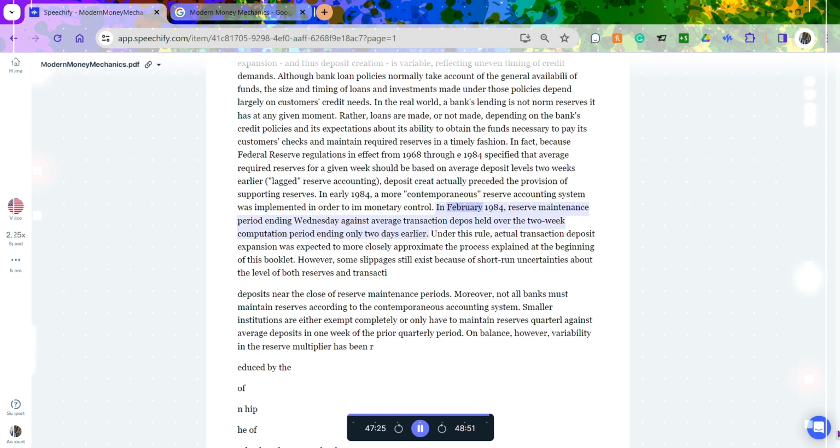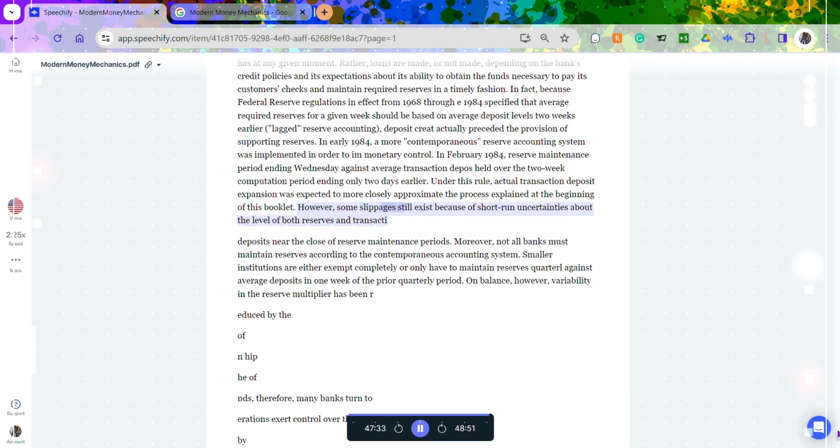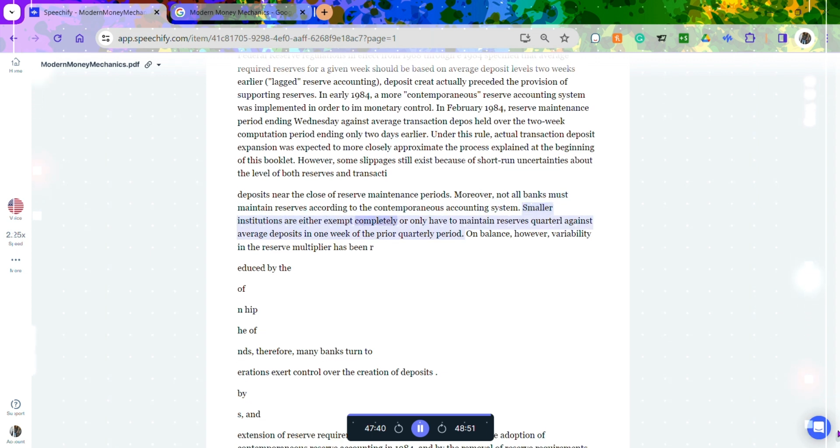In February 1984, the reserve maintenance period ending Wednesday was set against average transaction deposits held over the 2-week computation period ending only 2 days earlier. Under this rule, actual transaction deposit expansion was expected to more closely approximate the process explained at the beginning of this booklet. However, some slippages still exist because of short-run uncertainties about the level of both reserves and transaction deposits near the close of reserve maintenance periods. Moreover, not all banks must maintain reserves according to the contemporaneous accounting system. Smaller institutions are either exempt completely or only have to maintain reserves quarterly against average deposits in 1 week of the prior quarterly period.